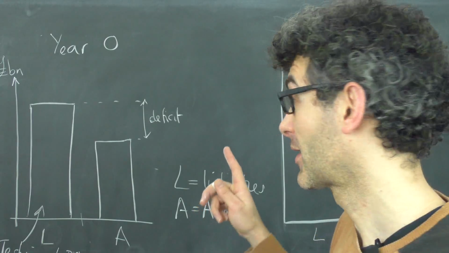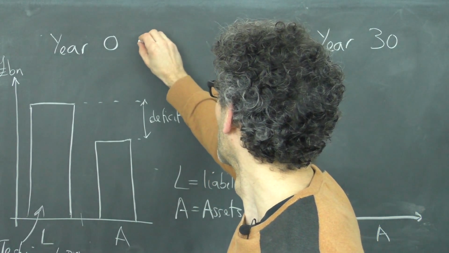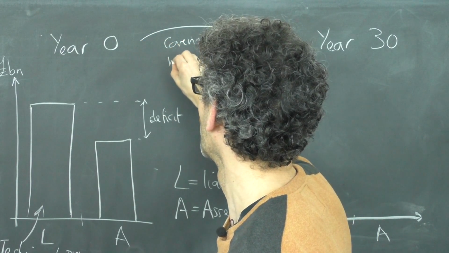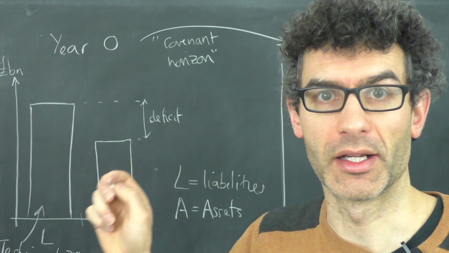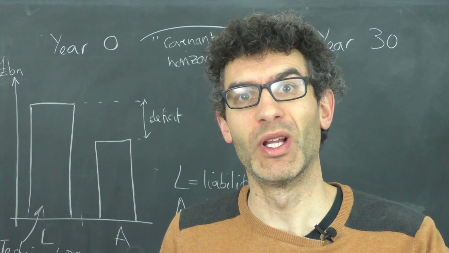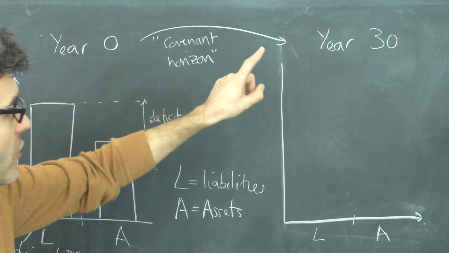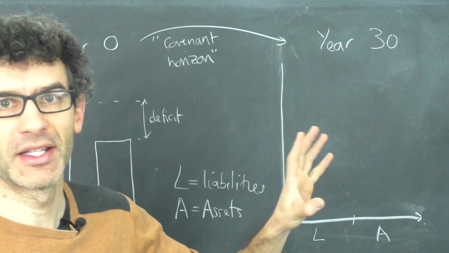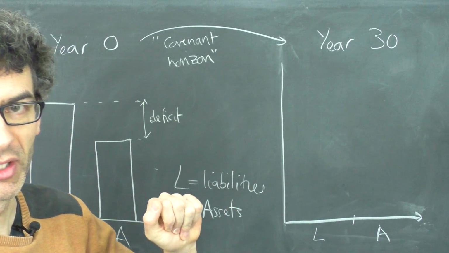Fast forward 30 years. Now, why am I fast forwarding 30 years? Well, 30 years is some kind of figure which could be used as the so-called covenant horizon. So this is, if you like, the time period on which it's clear that the universities will exist to be able to back the scheme. Okay, so let's go to year 30 and let's play the game again. So let's pretend we're 30 years into the future, assuming things have gone as we forecast. What does the picture look like there?